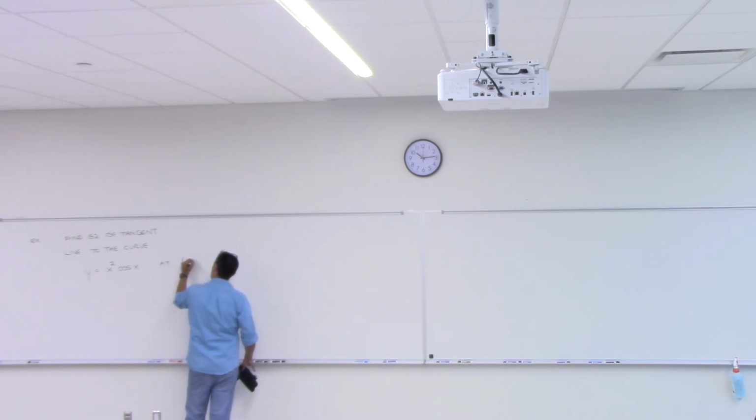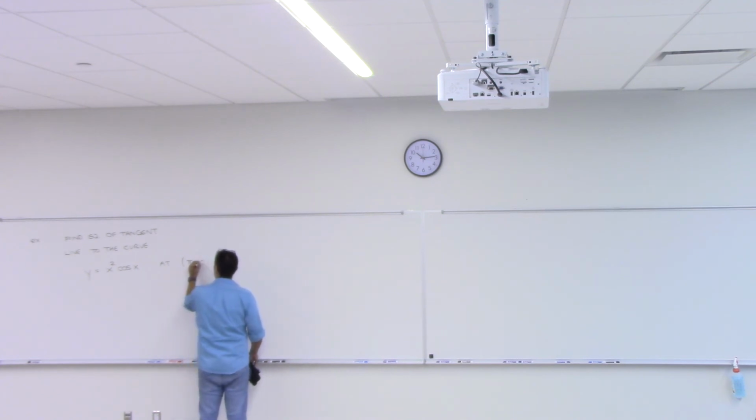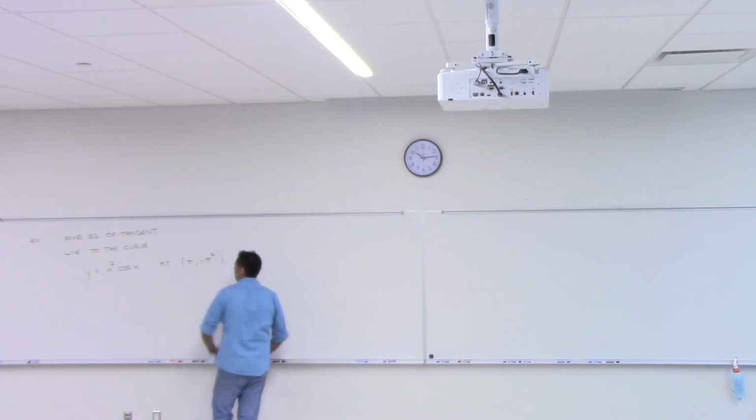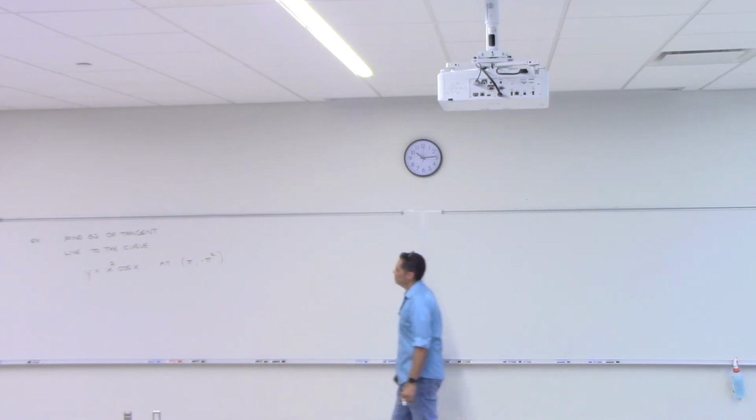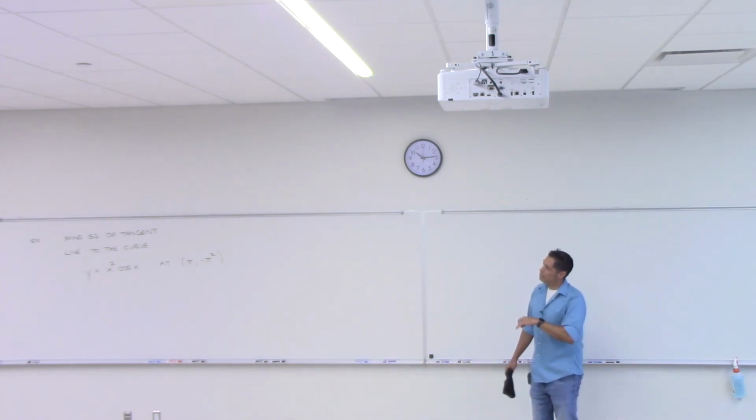At pi, negative pi squared. This is just going to look weird to you, but yeah.